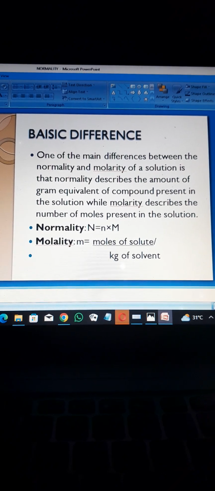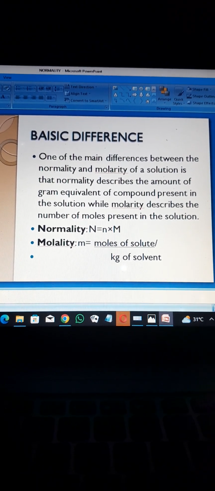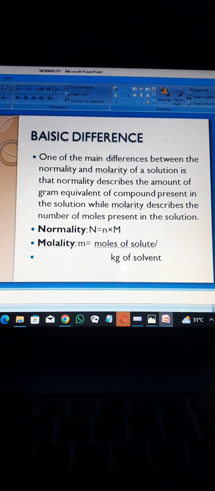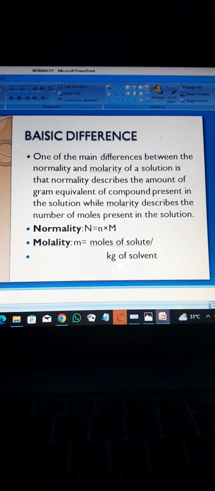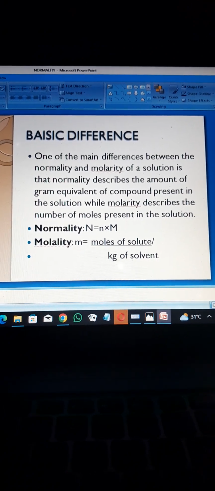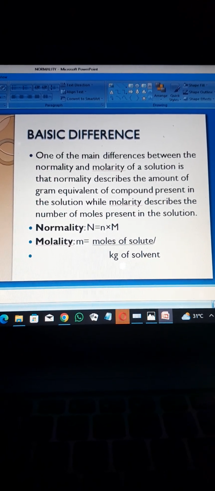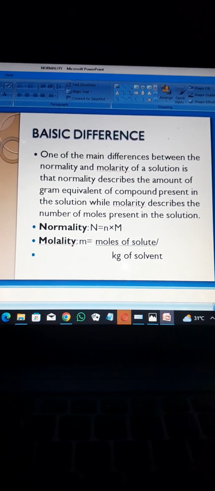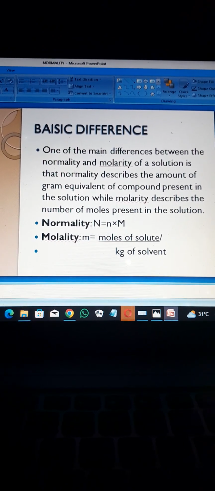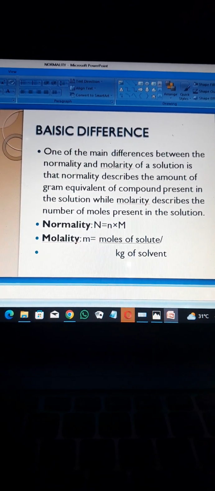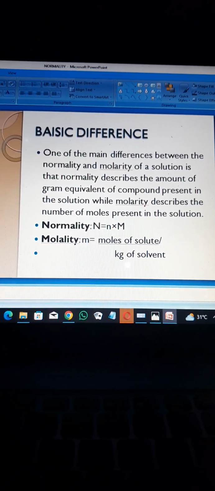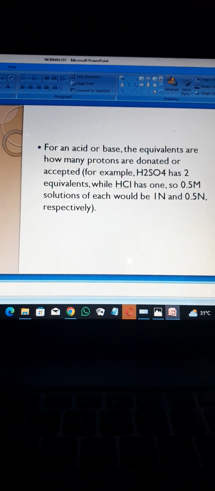One of the main differences between the normality and the molarity of a solution is that normality describes the amount of gram equivalents of a compound present in the solution, while molarity describes the number of moles present in the solution. So normality N is equal to n times M, and molarity M is the moles of solute divided by the volume of solution. Understand? Then come to another example.